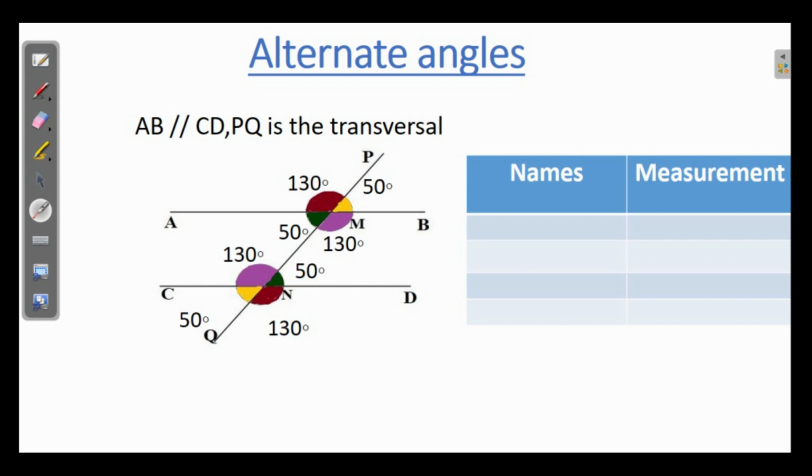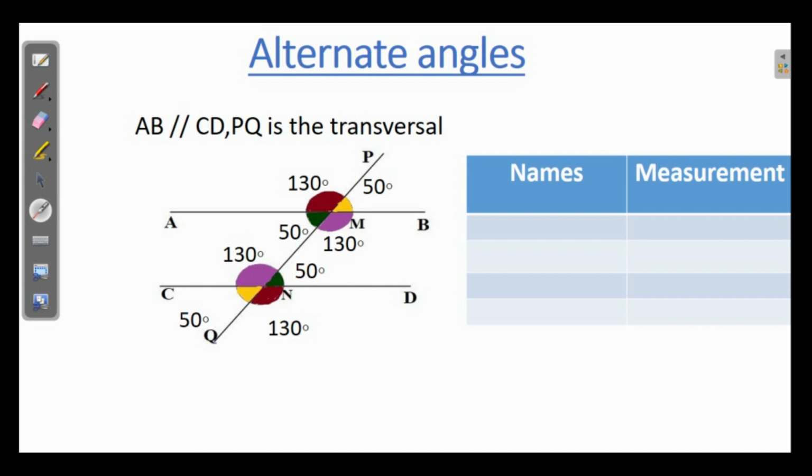And here the other pair, equal angle, is paired in a reverse order. One is in this side, the other is in this side. One is at AB at the point M and here it is at the point N. So alternate interior angles pair.